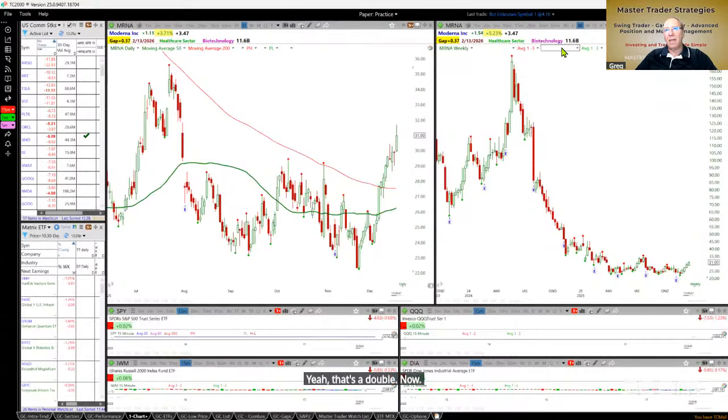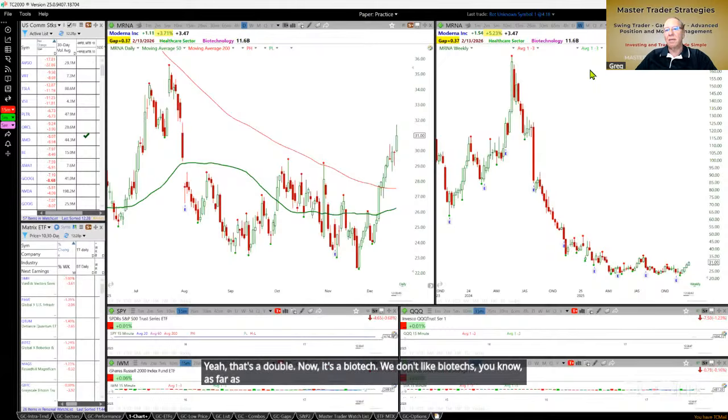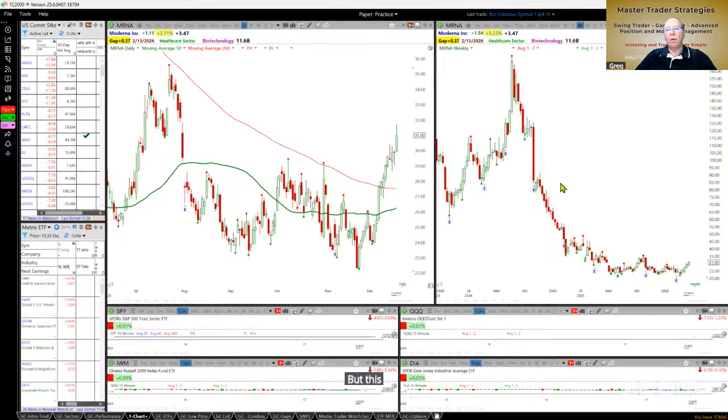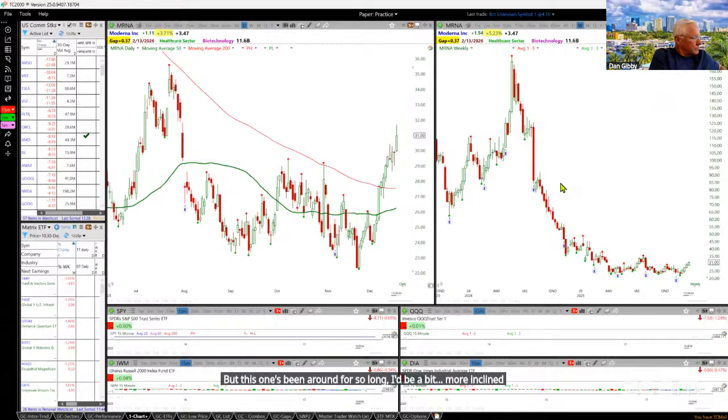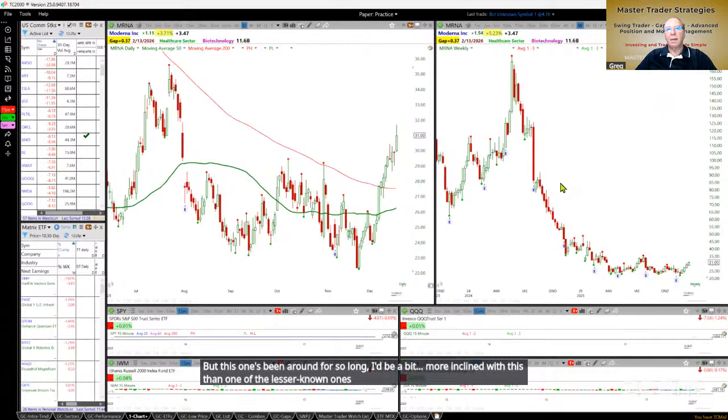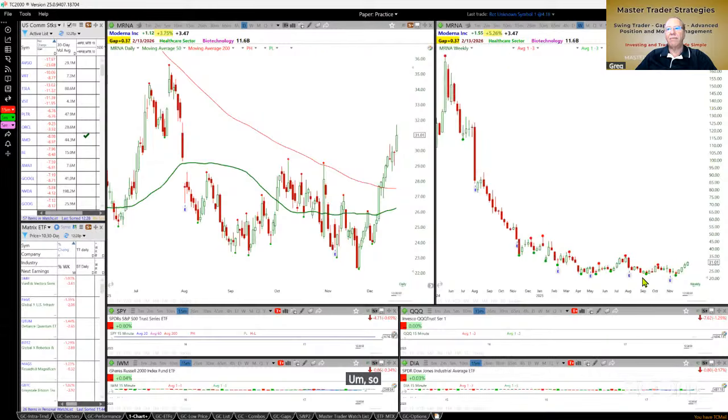Now, it's a biotech. We don't like biotechs, as they tend to be crazy movers, but this one's been around for so long. I'd be a bit more inclined with this than one of the lesser-known ones for sure. It's definitely been in the dumpster for a while, but it's built up this base now for over a year. It definitely looks like it could go up, and it's got the attributes to do it.